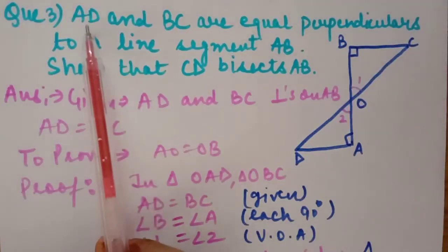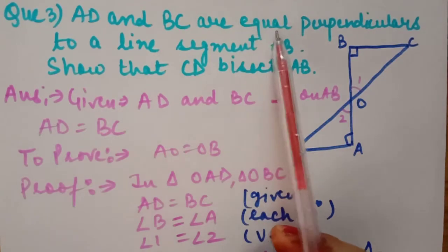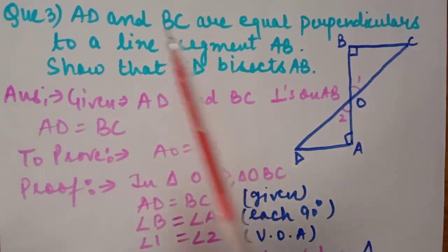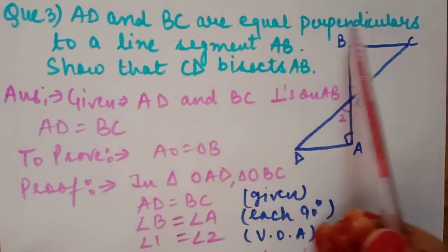Question number 3: AD and BC are equal perpendiculars. Most of the time students read the statements very quickly, so they are not able to understand what is given to us and what they want to prove. So read it carefully. AD and BC are equal perpendiculars.